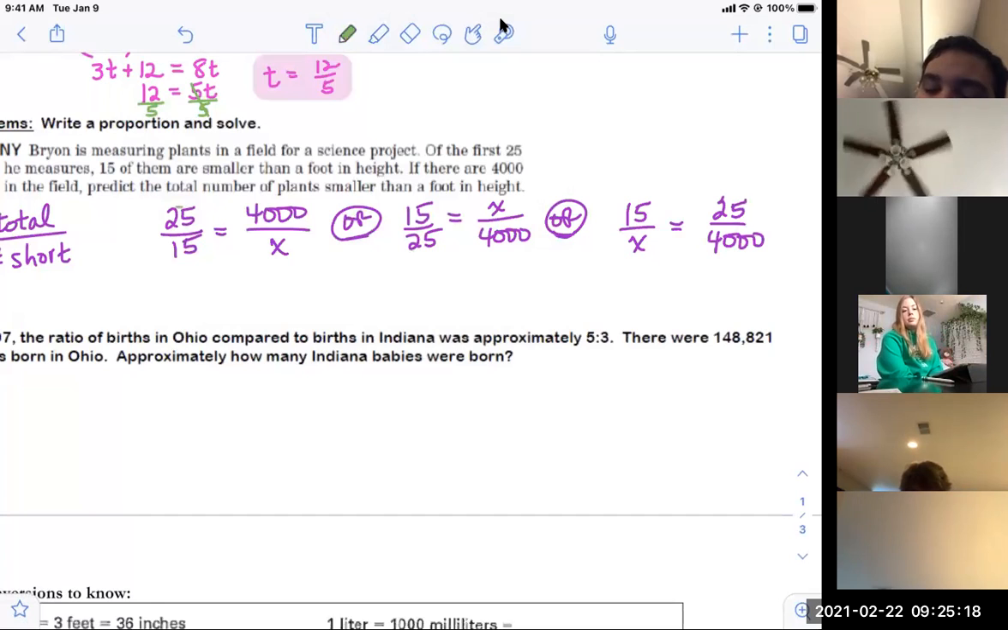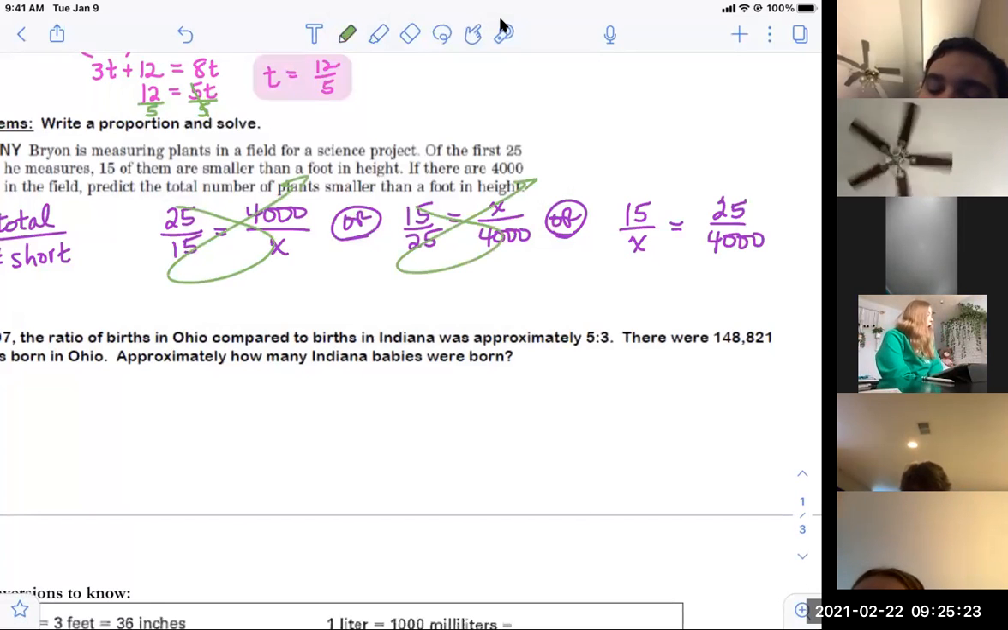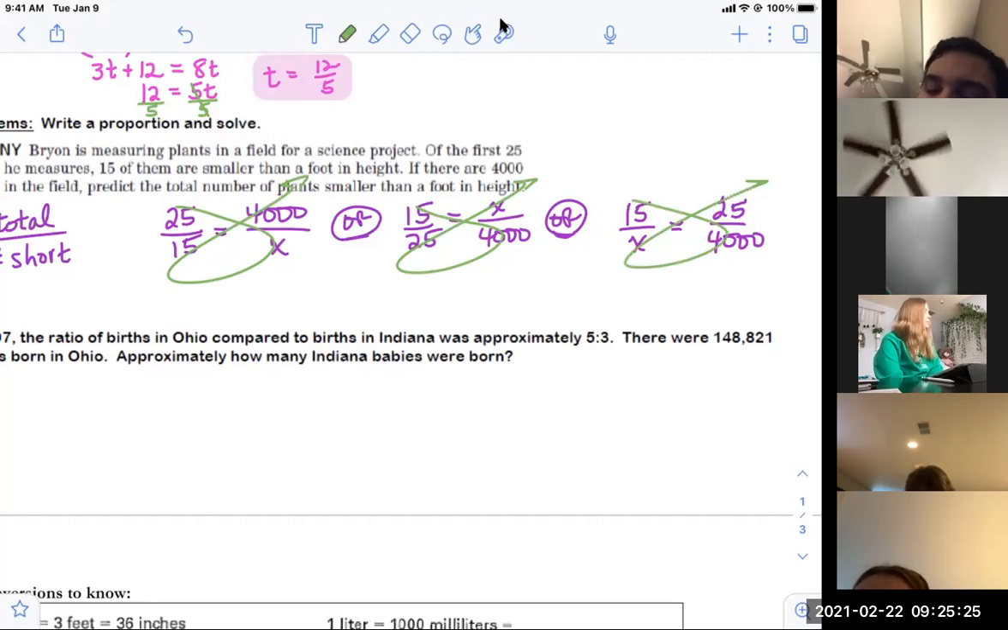When you're cross multiplying, you're multiplying all the same thing. Exactly. That's how you tell that a proportion is equivalent to another proportion. When you cross multiply, you get the same thing, right? So this is going to be 25 times X equals the other numbers multiplied. They're all going to say the same thing. So that's why it doesn't matter how you set it up as long as you're consistent.